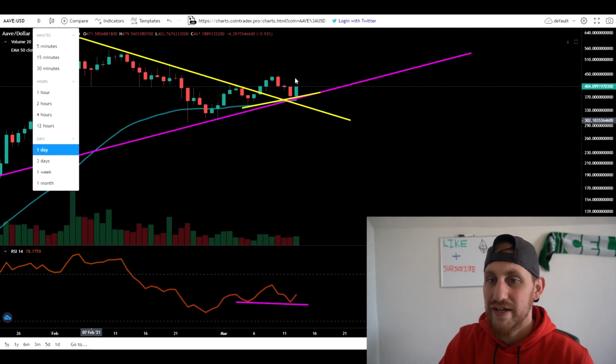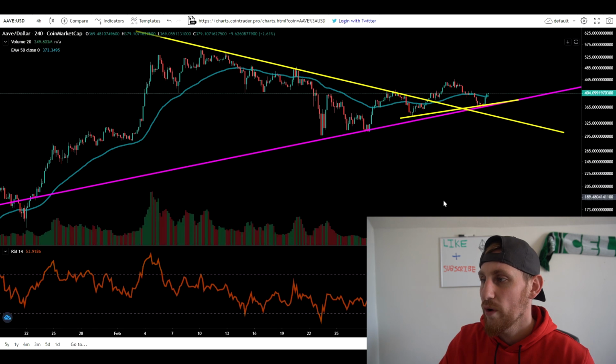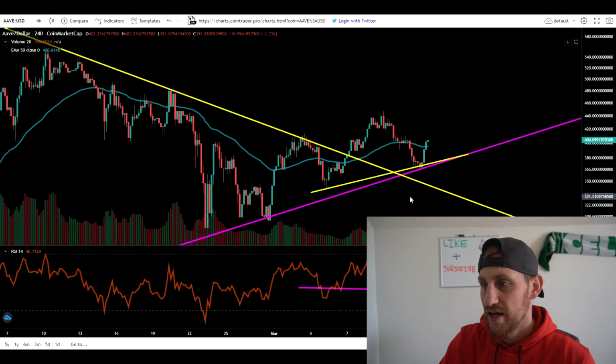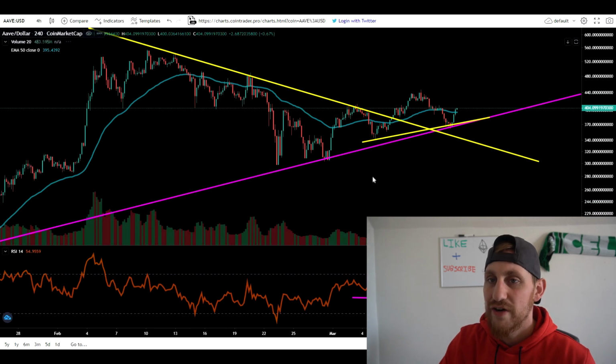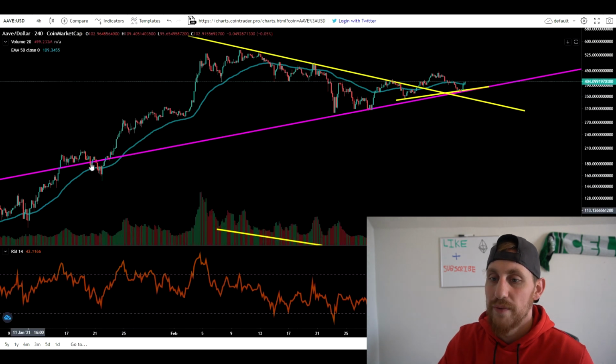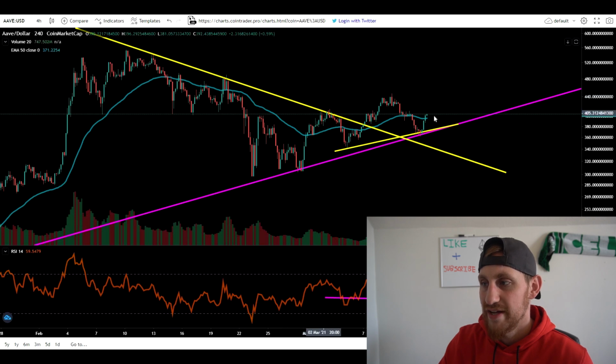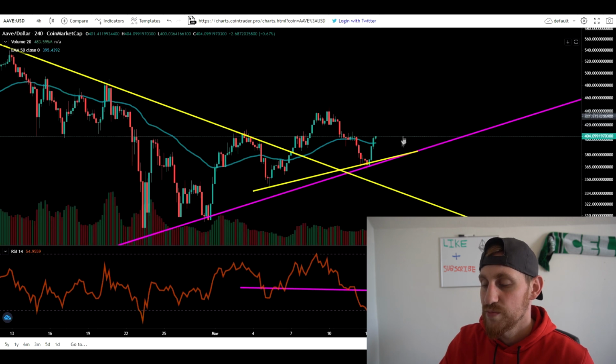I wanted to quickly look at the 4-hour chart. On the 4-hour chart, which I think is interesting, we're now back above our 24-hour EMA. When we're above it, we're generally in an uptrend. When we're below it, we're usually in a downtrend. And now we're back above that, which is super, super big.